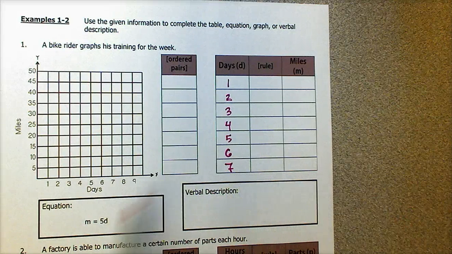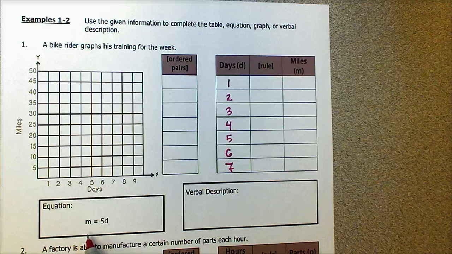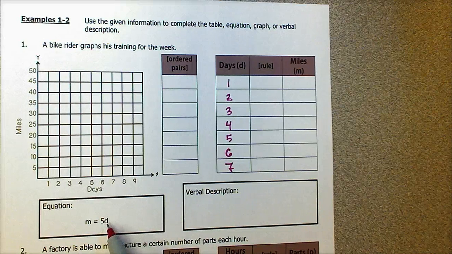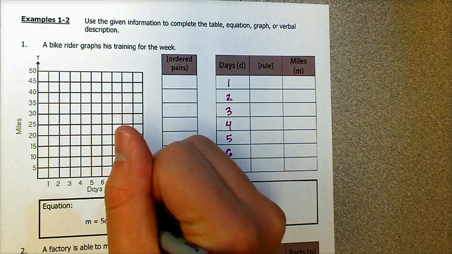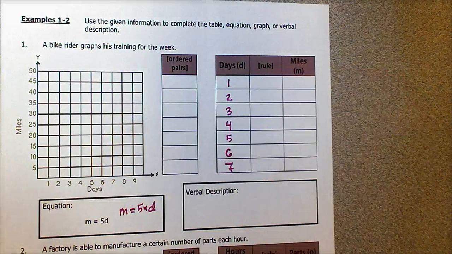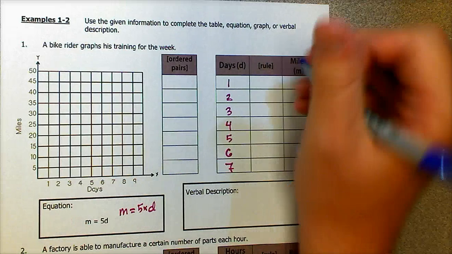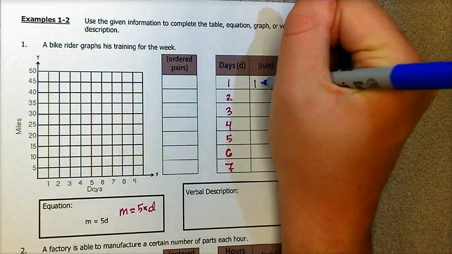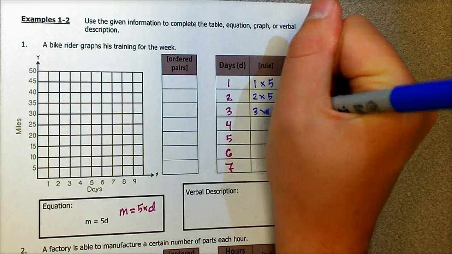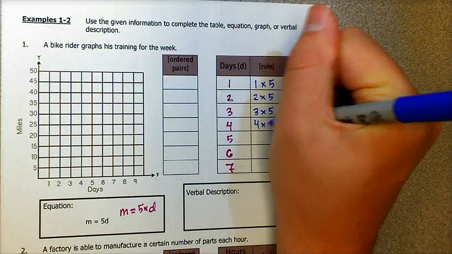Okay, now the equation tells us the rule. It says m, the number of miles, is always equal to the number of days, d, times 5. M equals 5 times d. So that means every single time, to get our number of miles, we're going to take the number of days times 5. So 1 times 5, 2 times 5, 3 times 5, 4 times 5, etc.